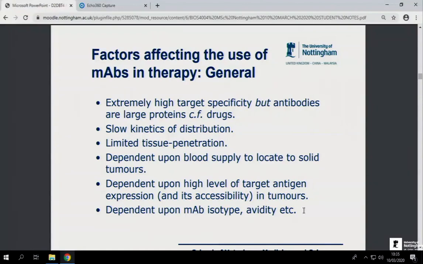And also, because you'll know this from the earlier lectures you've had, it depends upon the isotype of the antibody. Is it an IgM, IgG, IgG1, 2, 3? Is it an IgE? Is it an IgA? So you need to know about the type of antibody that you want to develop.